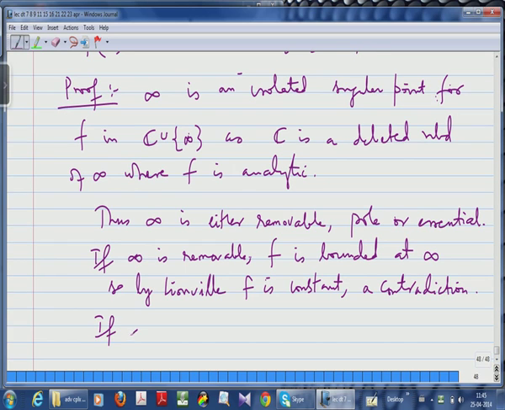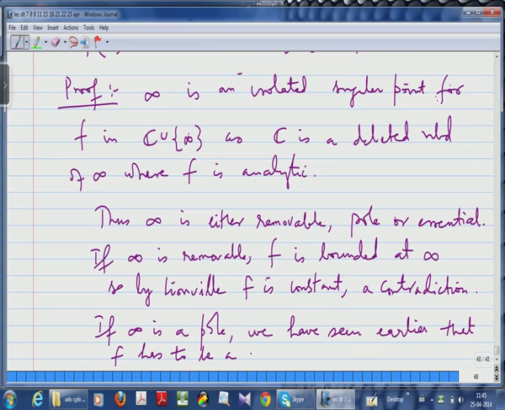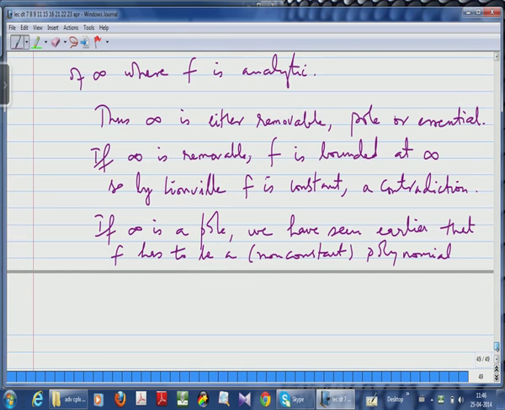If infinity is a pole, we have seen earlier that f has to be a polynomial, a non-constant polynomial, which assumes all complex values by the fundamental theorem of algebra.